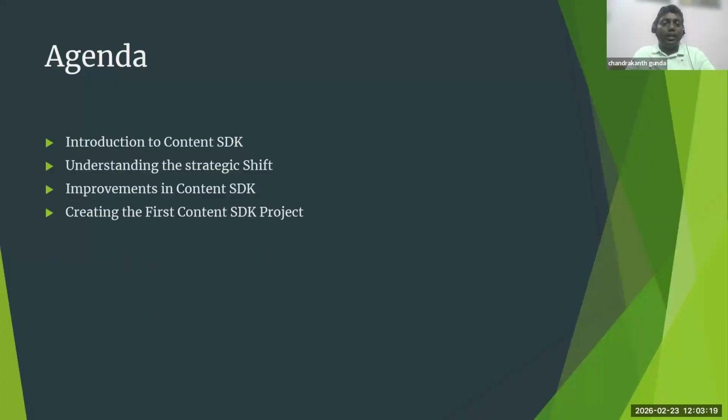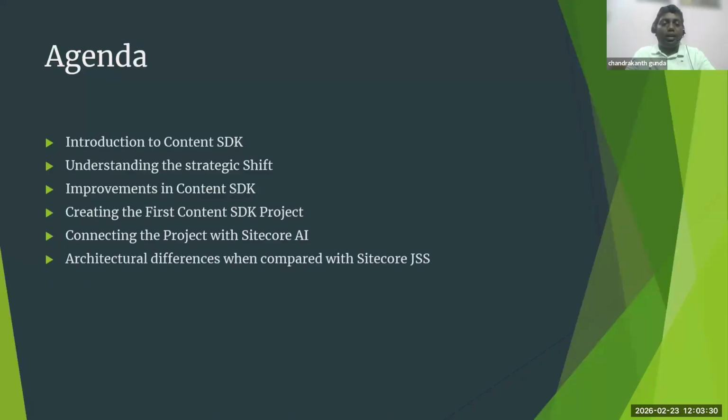Then we will create a first Content SDK project. Then we'll see how to connect that project with Sitecore AI. Then we will see the high level architectural differences between Sitecore Content SDK and Sitecore JSS. And then we'll arrive at a conclusion, and we'll have a better picture of why this strategic shift from Sitecore JSS to Content SDK has happened.